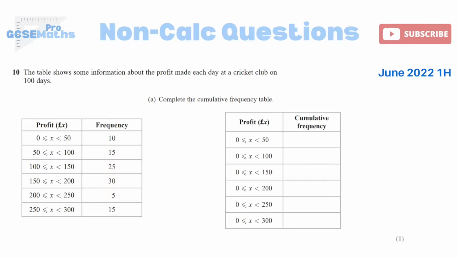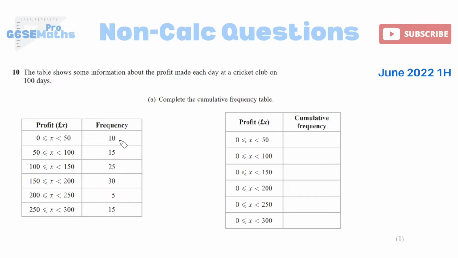Okay, so cumulative frequency will obviously pretty much always come up in one of the papers, but I feel like it's quite common to come up in the non-calculator paper. So we've got question 10. The table shows some information about the profit made each day at a cricket club on 100 days. So you've obviously got your frequency table here. Part A is complete the cumulative frequency table for 1 mark.